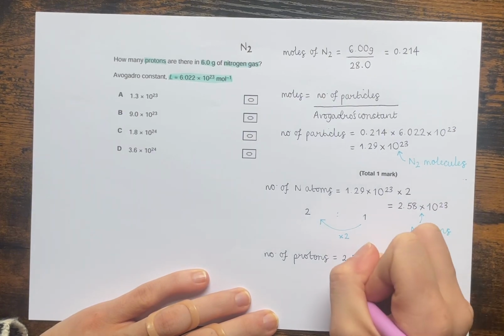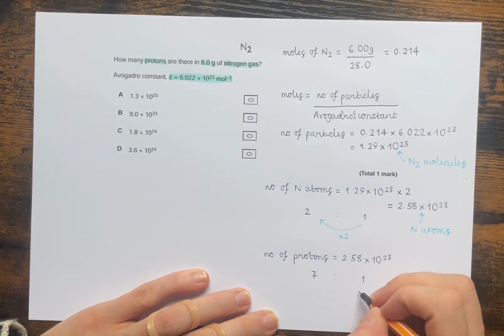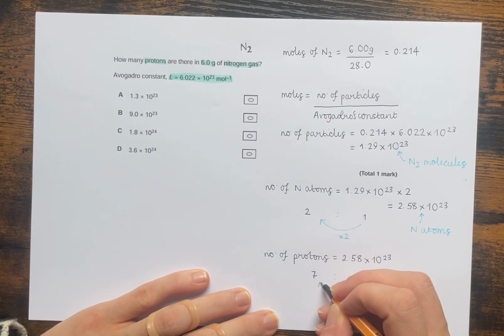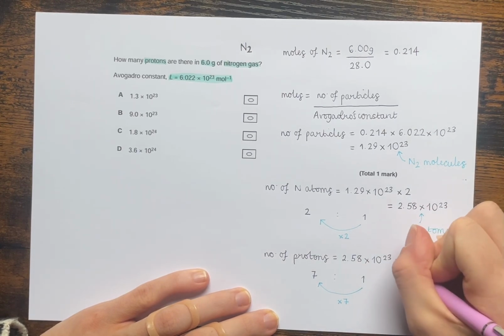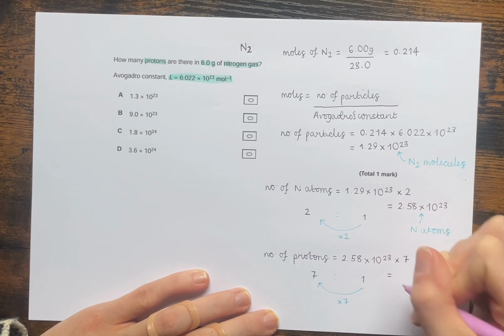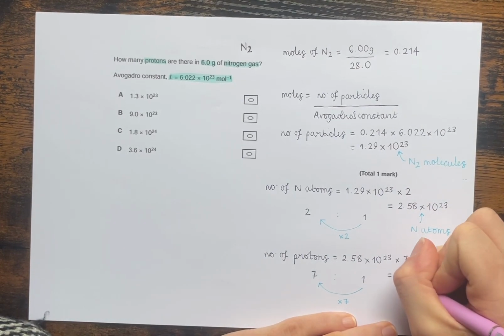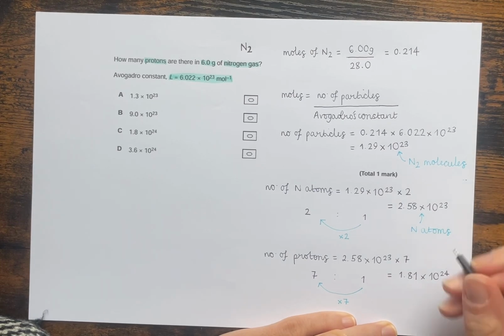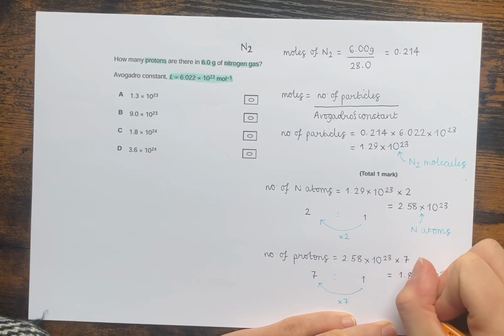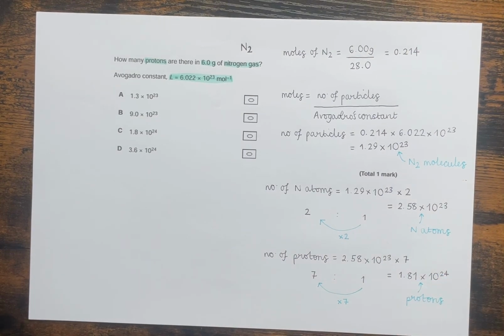So for every 1 atom, there are 7 protons. So if I know the number of atoms, in order to get the number of protons, I'm going to need to times that by 7. And that should then give us the number of protons we have in those atoms. And if I times that by 7, I get 1.81 times 10 to the power of 24. And that is how many protons we should have in our sample of nitrogen gas.